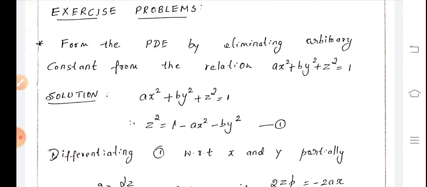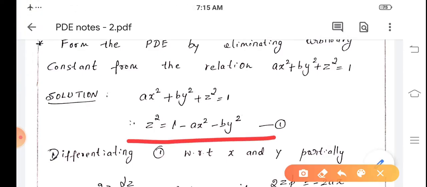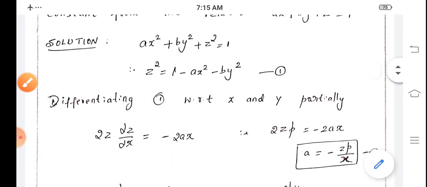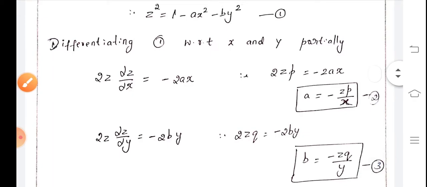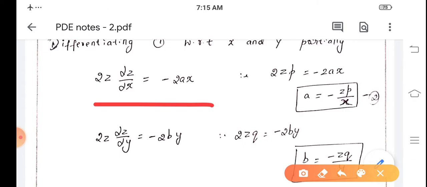Now here we write the given relation as z square equal to 1 minus ax square minus by square. I will take it as equation 1. So differentiating equation 1 partially with respect to x, we obtain 2z into dou z by dou x equal to minus 2ax. Here when we differentiate partially with respect to x, the y term is treated as constant. So the partial derivative of the y term with respect to x will be 0.